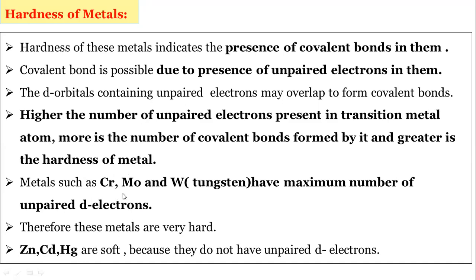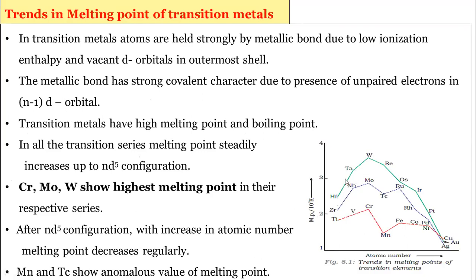So we can see chromium, molybdenum, and tungsten. See this graph. This is a graph of melting point. This is tungsten, which is in the third series. This is the 3d series, this is the 4d series, and this is the 5d series. If we see the graph, chromium in the 3d series has the highest boiling point, then molybdenum has the highest melting and boiling point, and tungsten has the highest melting and boiling point. This is because the number of unpaired electrons is more. If the number of unpaired electrons is more, then they will form more covalent bonds, and if the covalent bonds are more, the hardness will be more, and the melting and boiling points will be more.